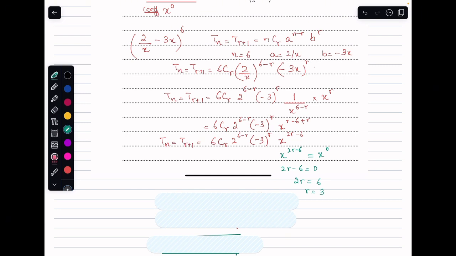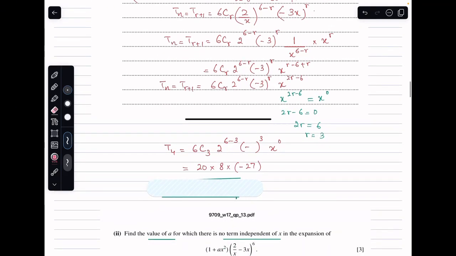So if r is equal to 3, then we are talking about the fourth term here, because Tn equals Tr+1. So 3 plus 1 gives me 4. Therefore, it's the fourth term, which shall be equal to 6C3, r is 3 here. So 6C3, 2^(6−3) and (−3)^3 and x^0, which is obviously going to be 1.